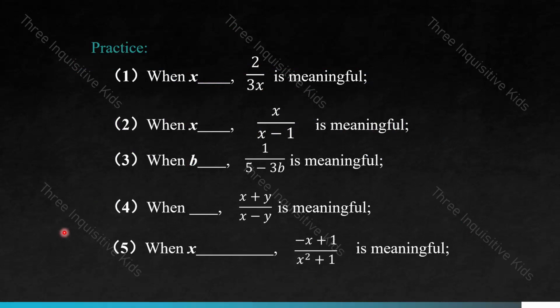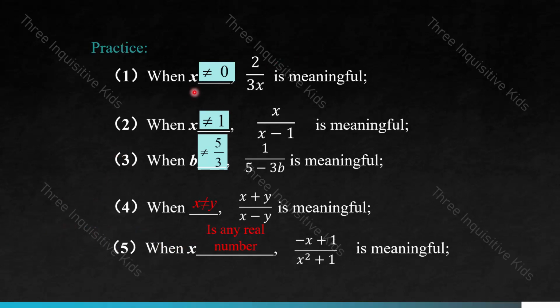Practice. So there are 5 blanks that you have to fill in. So when x is blank or when a variable is blank, you have to give in the condition that the fractional expression is meaningful. Pause the video and try to fill in the blanks on your own. The first one would be when x is not equal to 0, when x is not equal to 1, when b is not equal to 5 divided by 3, when x is not equal to y, and when x is any real number. If x is equal to 0 for the first question, then the denominator would be 0.